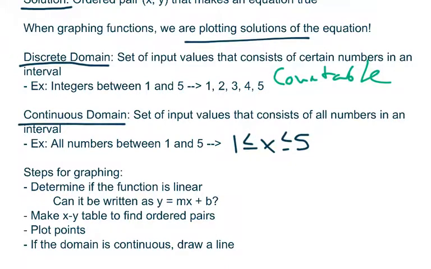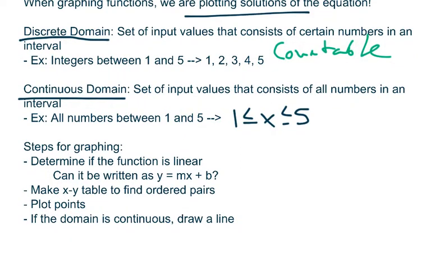So that would be an example of a continuous domain. It's not something you can count, okay? Whereas a discrete domain is something you can count. All right, so the steps for graphing.